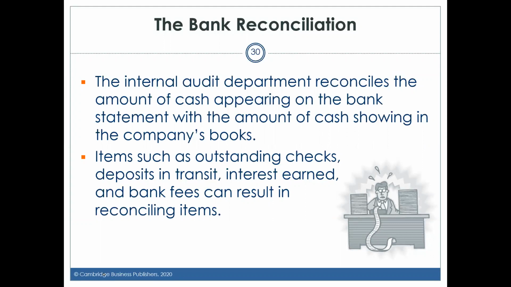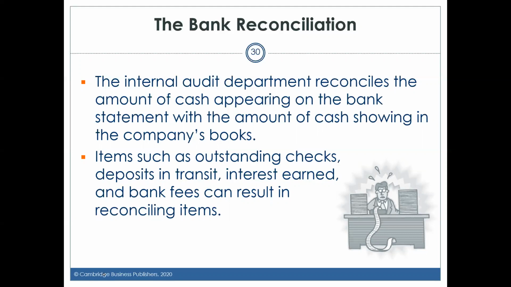Deposits in transit would be reflected in the books, but not on the bank statement. A deposit in transit is where the company has received money from a customer. They've received a check from a customer, they've debited cash and credited accounts receivable. So that shows up in the cash account. It's on the books, but they haven't taken the check yet to their bank, and therefore it hasn't shown up on the bank statement.